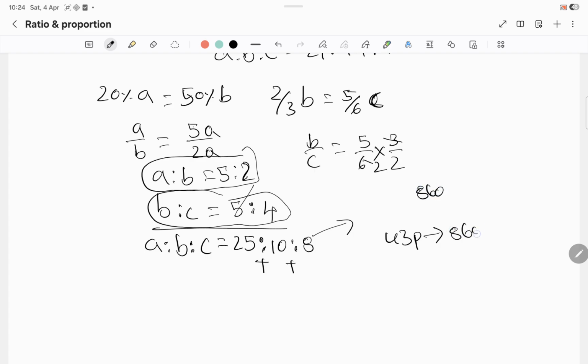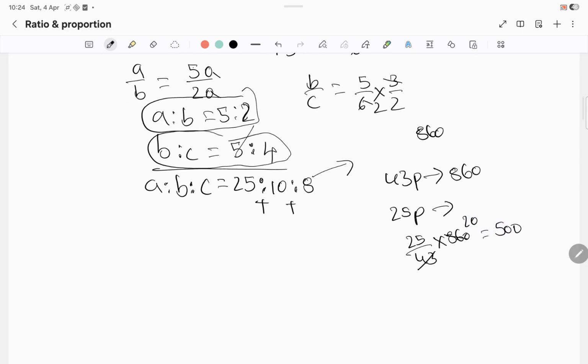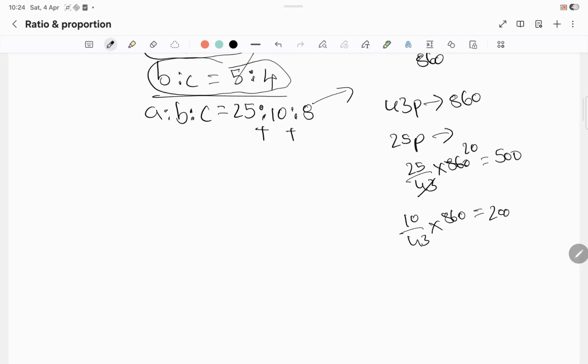43 parts is 860. Then 25 parts will be how much? 25 by 43 into 860, 20 times, which is 500. Then if you want 10 parts, 10 by 43 into 860, 200. Then 8 by 43 into 860, 160. That's all.